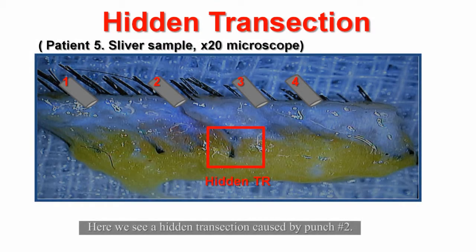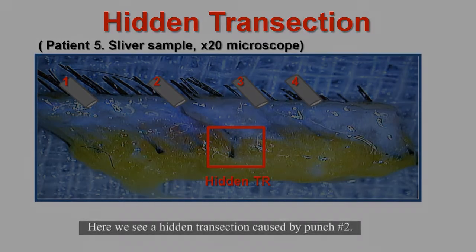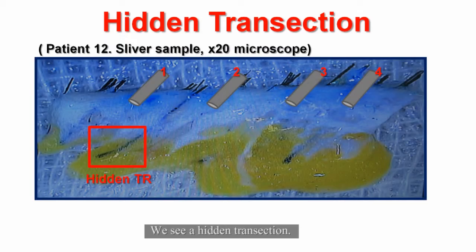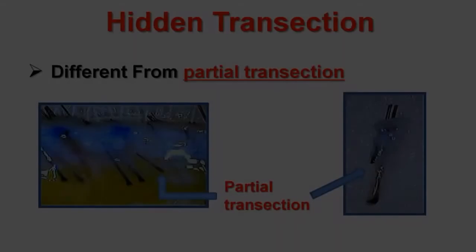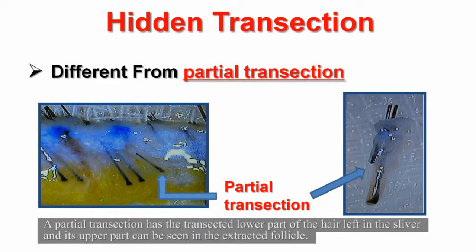Here, we see a hidden transection caused by punch number 2. We see a hidden transection. A partial transection has the transected lower part of the hair left in the sliver, and its upper part can be seen in the extracted follicle.